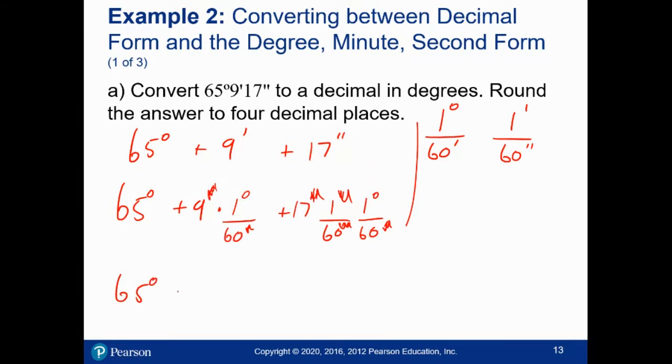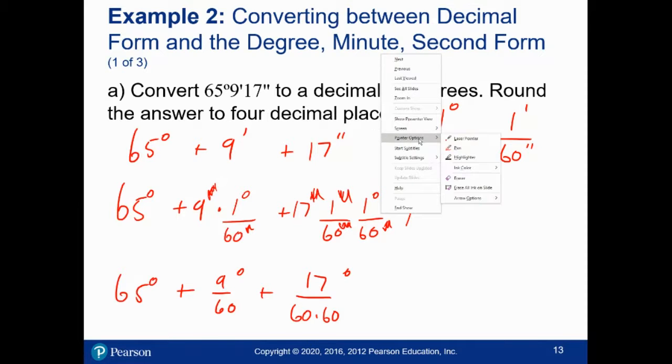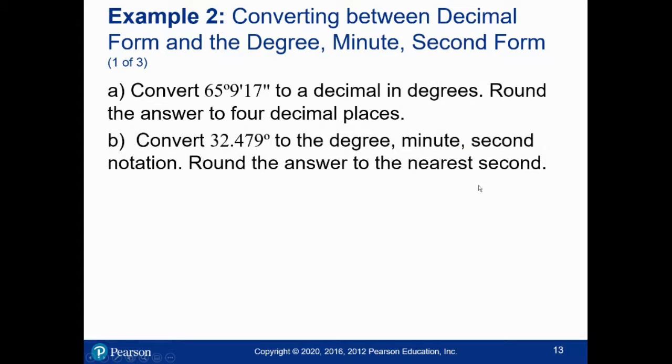So we have 65 degrees plus 9/60ths of a degree plus 17 over 60 times 60 of a degree. Okay, I'm going to clear out my writing because the book is going to show their way of working out the solution. You just have to get a decimal approximation of this. Oh, sorry, there was a second problem. Convert 32.479 degrees to minute-second notation.